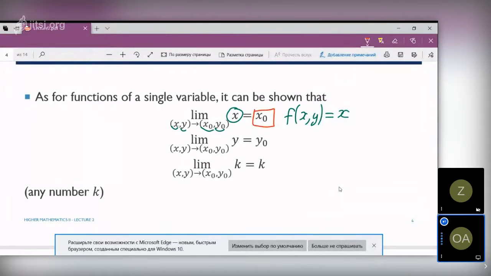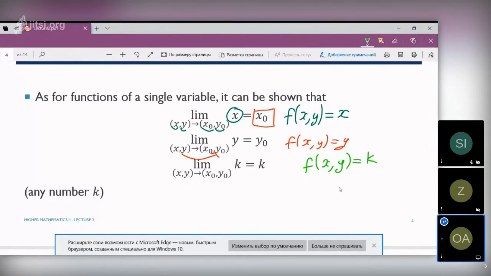In the second case, the limit as x and y approach x0, y0, our function now, f of x, y, is y. We don't have x in this case. So just put y0 instead of y. So the answer is y0. In the third case, we have the limit as (x, y) tends to (x0, y0), and the function is k, f of x, y equals k. k is any constant number. If you look carefully here, we don't have x and we don't have y in the function. So the answer remains the same, k.